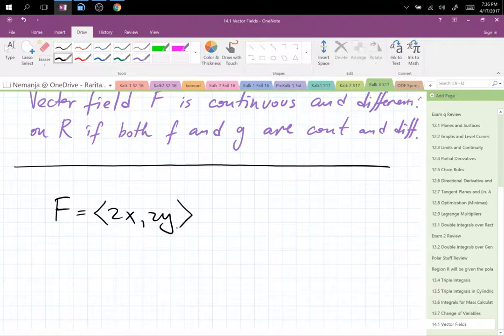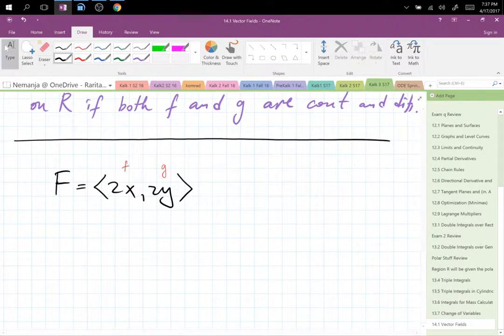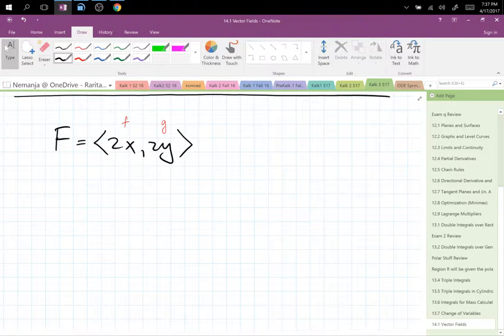So how would something like this look like? We are going to remember that this is F and this is G. And say I want to draw this.